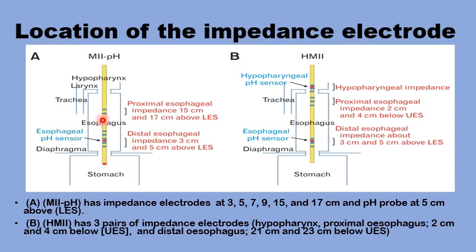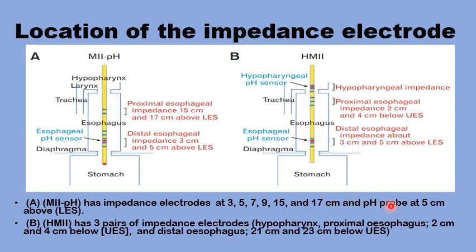There will be two types of sensors in there, one for the pH and the other for the impedance measurement. Impedance measurement would entail having two electrodes placed at different parts of the esophagus, just above the lower esophageal sphincter at 3, 5, 7, and 9 centimeters, and also at 15 and 17 centimeters above the lower esophageal sphincter.